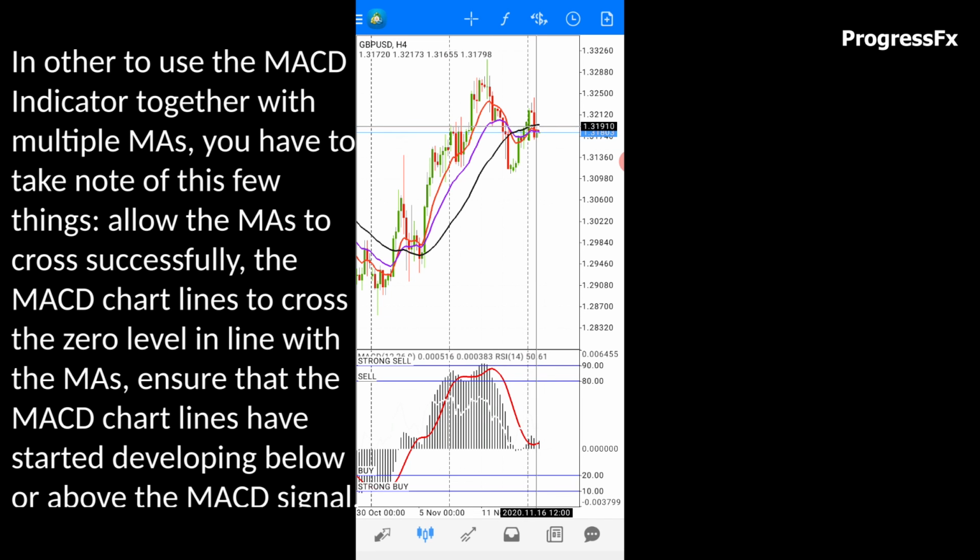And of course, whenever it confirms, you find that this chart line will start developing below the MACD signal line, which is the red color. But now you can see it's still above. So until it is below, I am not making any sell. So that is how to avoid risk entirely in the market.